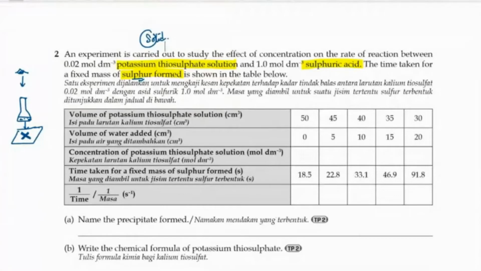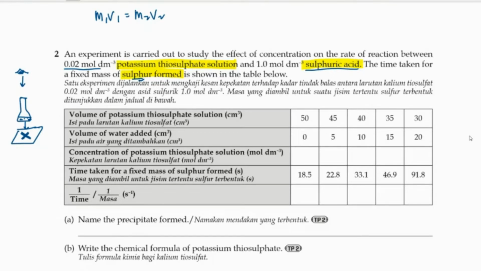First we learn how to calculate the concentration here. We use the formula M1 V1 equals M2 V2. This is for the dilution. M1 is the concentration, V1 the volume. Initially this is potassium thiosulfate or sodium thiosulfate, they are the same. The concentration of the acid we fix. This one becomes a constant variable. So how to do this?